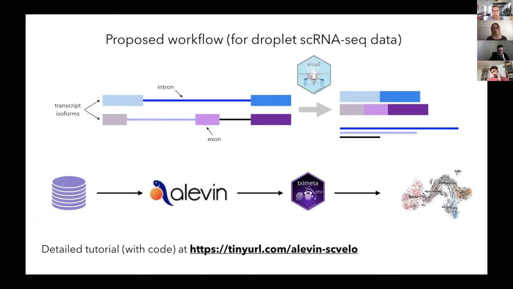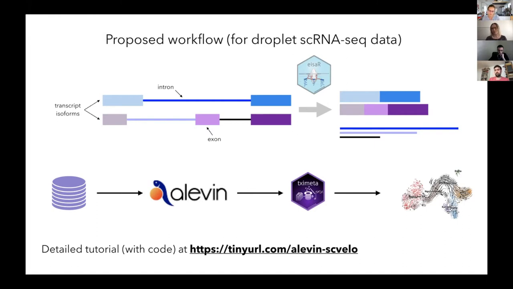The first thing we need to do is to prepare the reference. We need to extract transcripts and introns from the genome. We implemented this in a straightforward way in a Bioconductor package called ISAR, which you can use easily. The second step is that we do the abundance estimation with Alevin, which is a command line tool provided within the Salmon software suite.